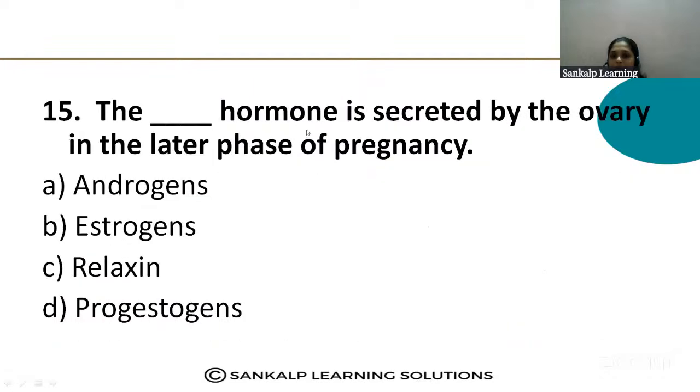The dash hormone is secreted by the ovary in the later phase of the pregnancy. So, which hormone is released? Find out the answer: androgens, estrogens, relaxin, progesterone. Which hormone is released by the ovary during the pregnancy? Find out the correct answer and write your answer in the comment box. If you have any doubts on this topic, any topic of this chapter, you can write them down in the comment box, and we will solve them.